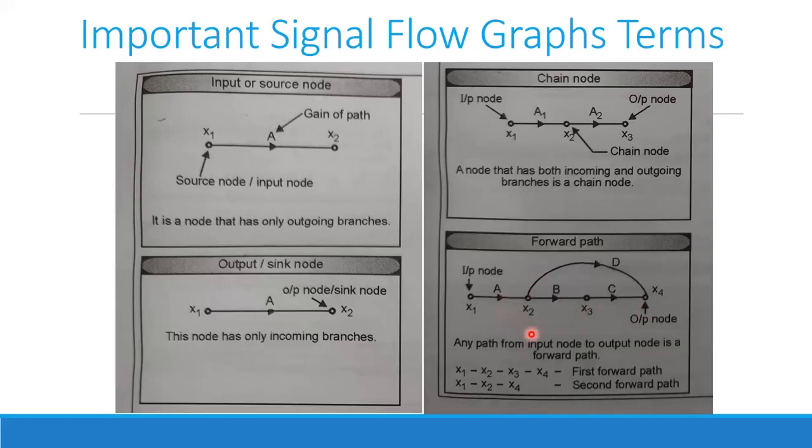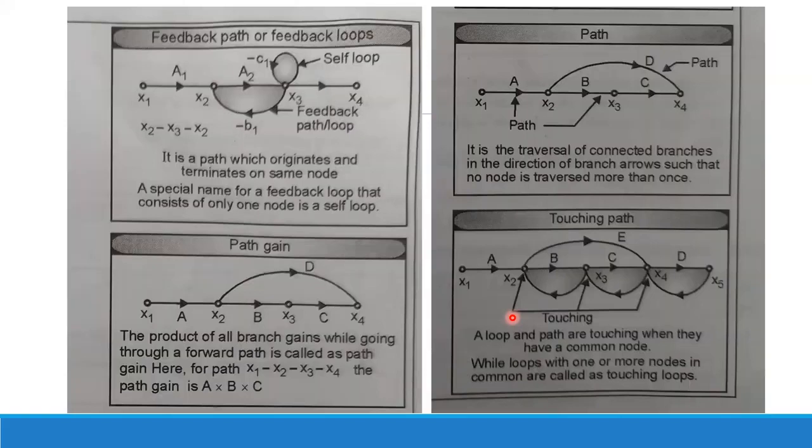There is a possibility of having multiple forward paths in the signal flow graph, but a forward path always goes from input to output. Remember that: start to end, input to output node. Any path from input node to output node is a forward path. Here we have only two. There is a possibility of having 3, 4, 5 forward paths in a single signal flow graph. So these are the four terms. Now let us go ahead and see some more terms.